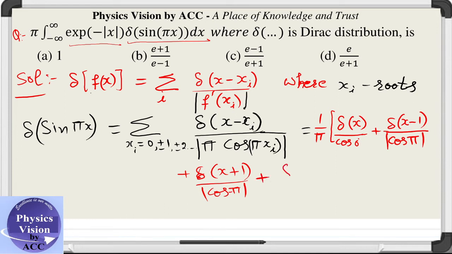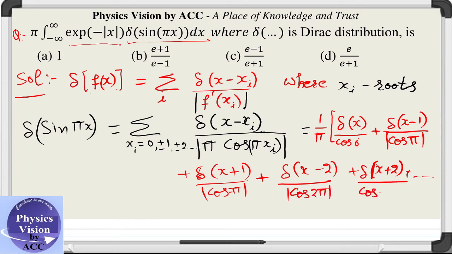Similarly for delta of x minus 2 and delta of x plus 2, the cos values remain the same. It becomes 2 pi or 3 pi and so on. So this is cos of 2 pi, next is cos of minus 2 pi. All are having the mod. Now when we solve this, you can see that cos of pi, minus pi, cos 2 pi, 3 pi, 4 pi, mod of all are 1.